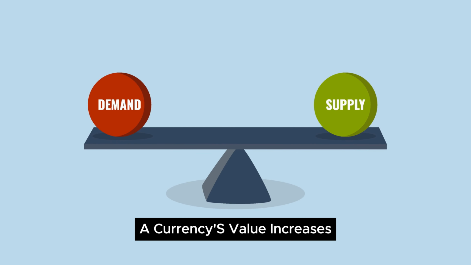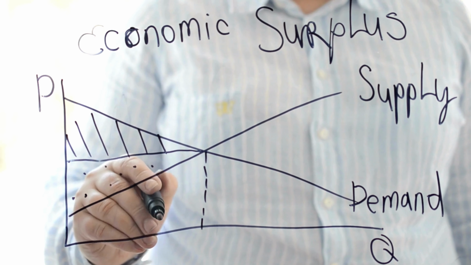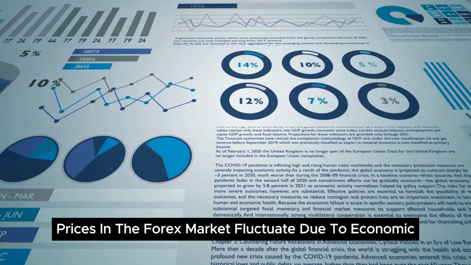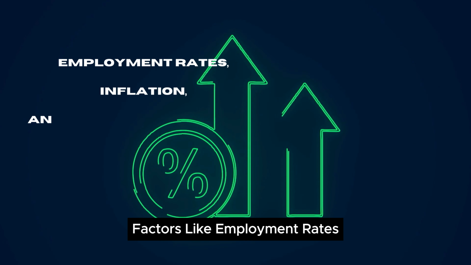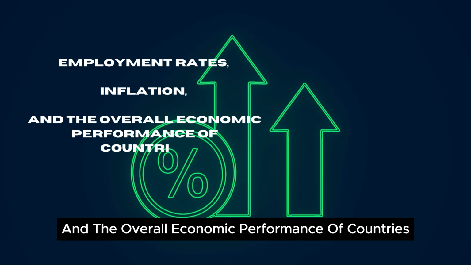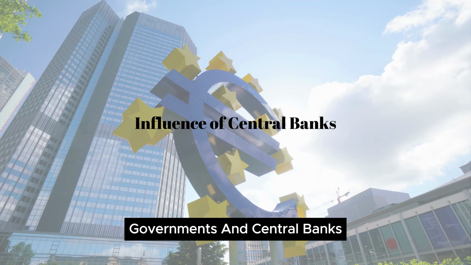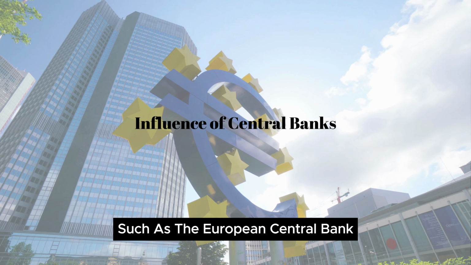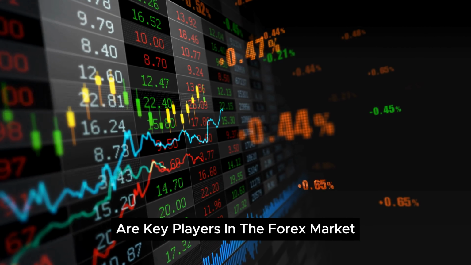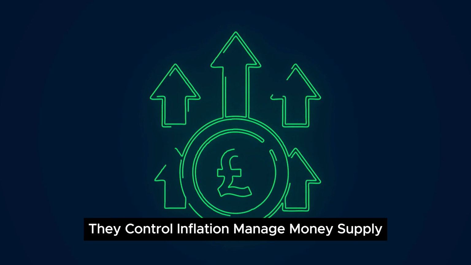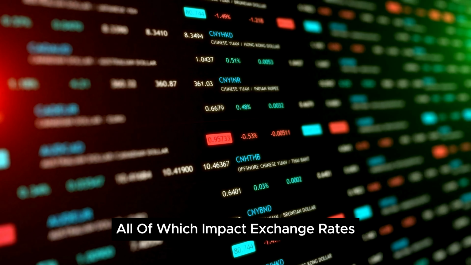A currency's value increases when demand is higher than supply, and decreases when demand is lower. Prices in the Forex market fluctuate due to economic, social, and political events around the world. Factors like employment rates, inflation, and the overall economic performance of countries play significant roles in these price movements. Governments and central banks, such as the European Central Bank, the Bank of England, and the Federal Reserve, are key players in the Forex market. They control inflation, manage money supply, set interest rates, and oversee commercial banking systems, all of which impact exchange rates.